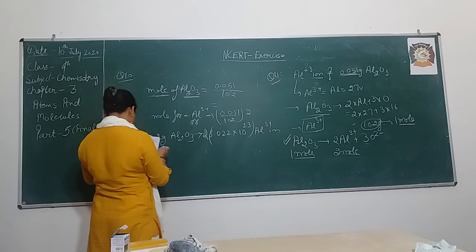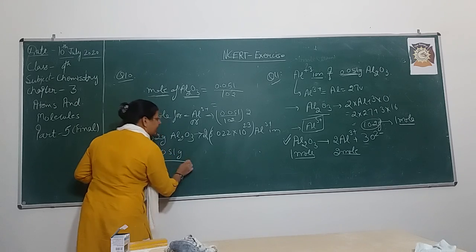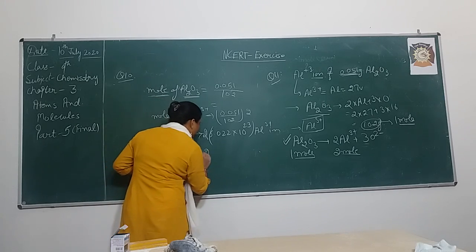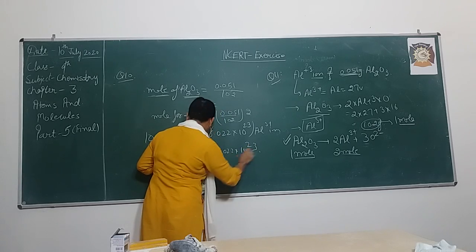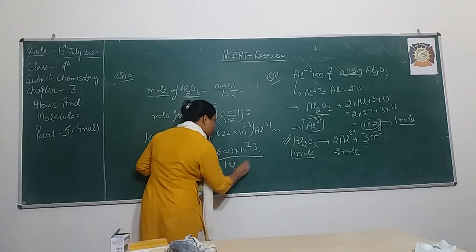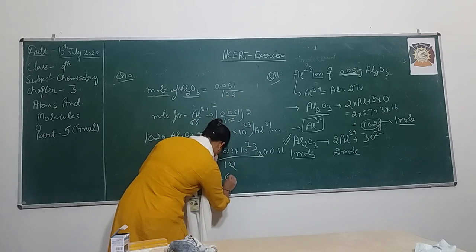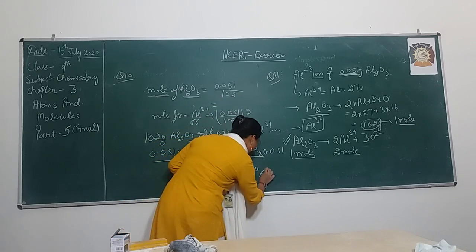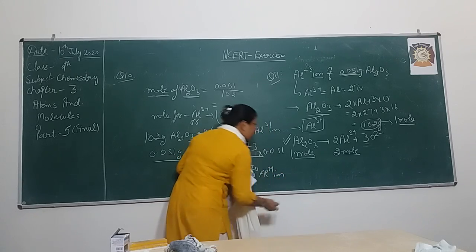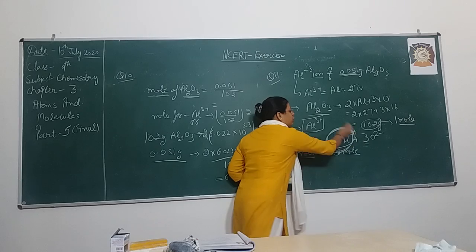Next we have to calculate for 0.051 gram. So what I am going to do is 2 into 6.022 into 10 raised to the power 23 divided by 102, multiplied by 0.051, and the answer comes out to be 6.023 into 10 raised to the power 20 Al3 positive ions. The key point is here you have to multiply it by 2.